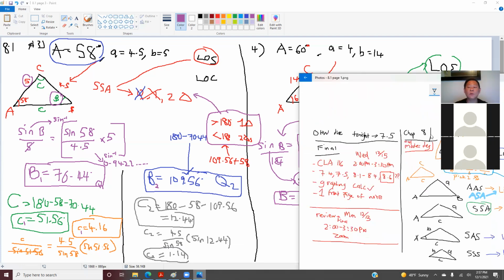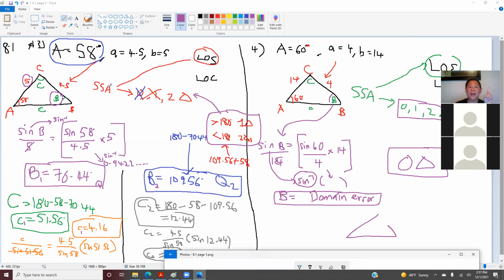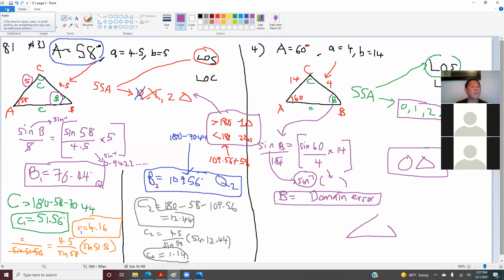And again, class, this is only for what kind of triangles? SSA. So the rest of them that we did early on, they always only have 1 triangle, except for the SSA, you got 2 triangles. Questions?